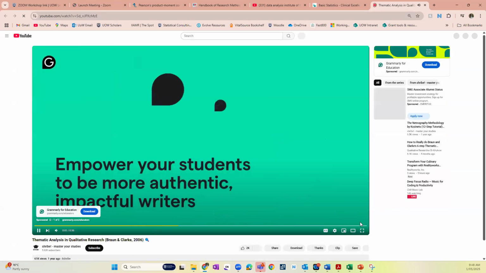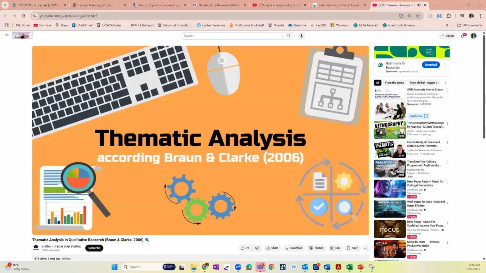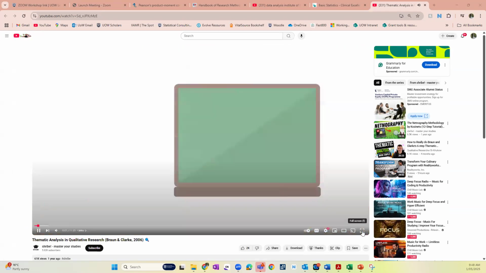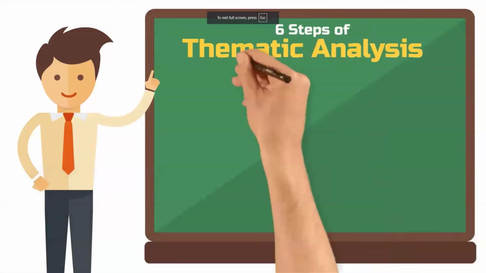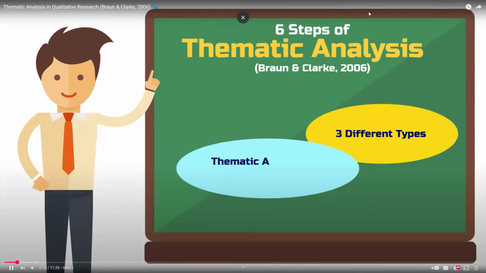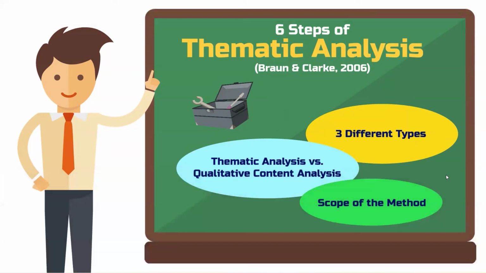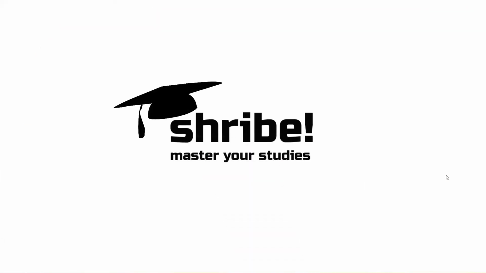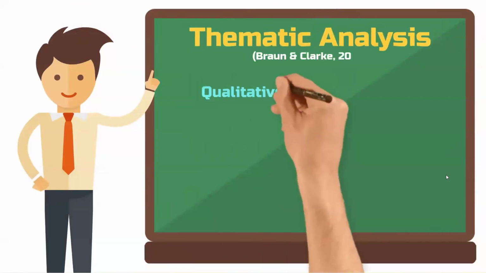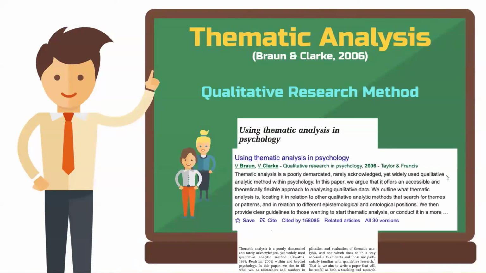You've come across thematic analysis, a qualitative research method. In this video, you will learn the 6 steps of thematic analysis according to Braun and Clark, the different types of thematic analysis you can do, the difference between thematic analysis and qualitative content analysis, and the types of research projects for which thematic analysis is particularly well suited. Thematic analysis is one of the most popular qualitative research methods out there. Since Braun and Clark published their paper using thematic analysis in psychology in 2006, it has been cited over 150,000 times. Therefore, the method has gained recognition far beyond the realms of psychology and is used across various disciplines.